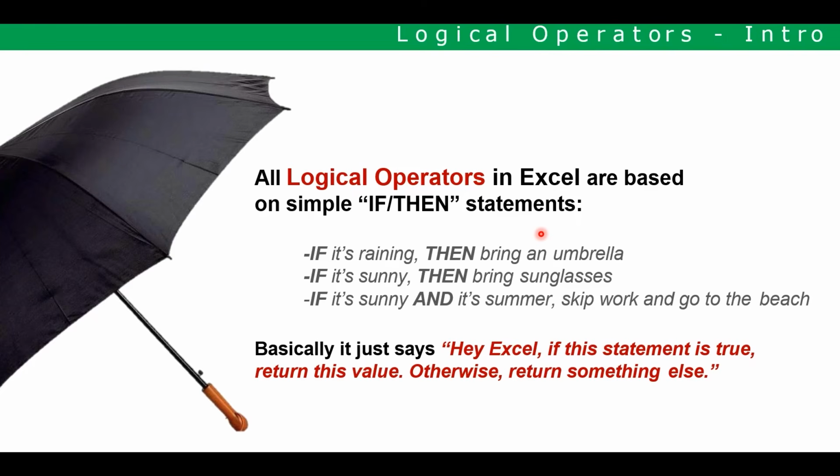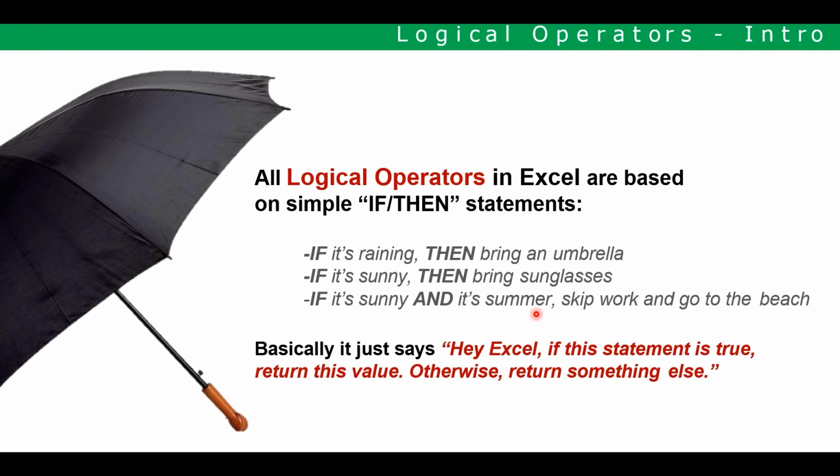Coming to the second example, if it is sunny, then bring sunglasses. So again, only if it is sunny, then bring sunglasses. And the third one being, if it is sunny and it is summer, skip work and go to the beach. So here we need to have two conditions. It has to be sunny and it has to be summer for us to skip work and go to the beach. Basically, it just says, hey Excel, if a particular statement is true, return one value. If it is false, return some other value.